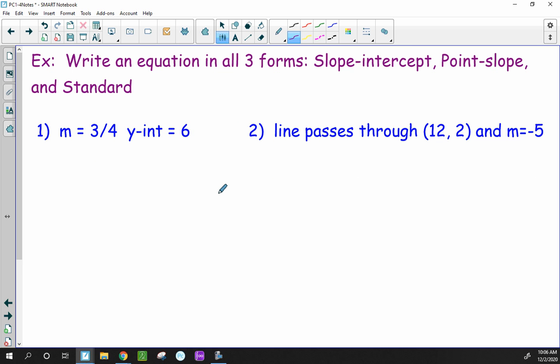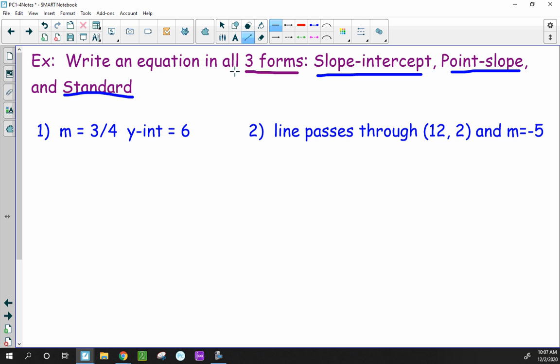So what you're going to be doing on a lot of the practice for this section is you're going to write an equation in all three forms. So we're going to practice slope-intercept, point-slope, and standard. It depends on the problem as to which one you start with. Sometimes it's easiest to start with slope-intercept form and then move to point-slope and standard. Other times it might be easier to just start with the point-slope. It depends on the information they give you, and then transform your point-slope back into slope-intercept and then on to standard.